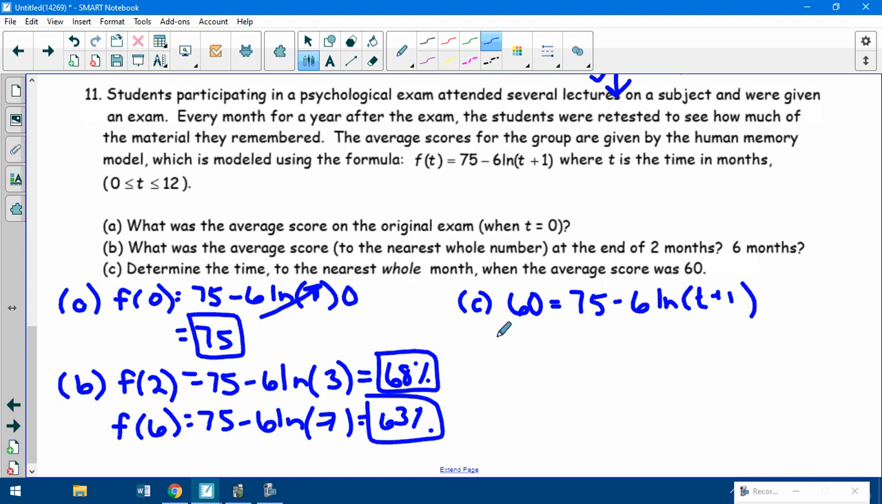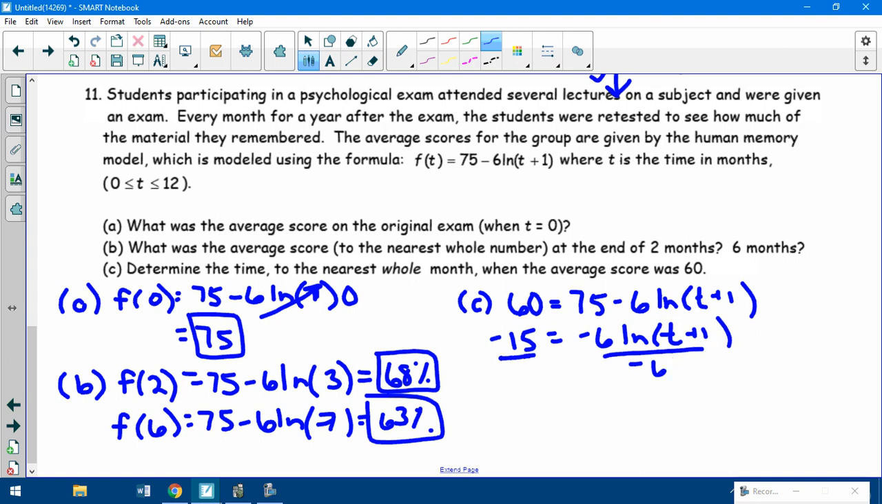And I saw a lot of you did y1, y2 calc intersect, which is totally fine. I didn't say it had to be algebraically. Let me show you. Really, it's pretty easy to solve this algebraically. You have to isolate the log, so subtract the 75. You get negative 15 equals negative 6 ln of t plus 1.